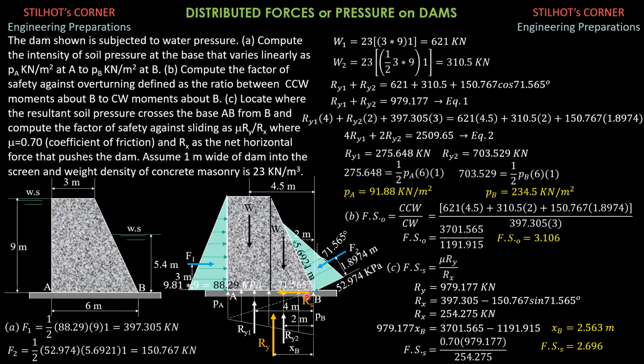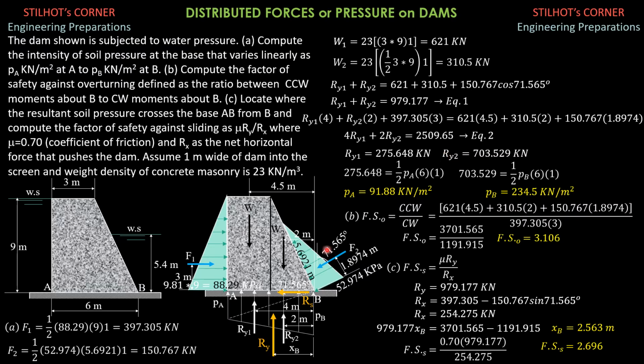While Ry2 is represented by this bigger triangle, and it is 1/3 of 6, so that is 2 meters. So summation of moments about B equals 0: Ry1 times 4 plus Ry2 times 2 plus the moment of F1, which is 397.305, then the moment arm is 3. Again, 3 is 1/3 of 9 meters because this is triangular.